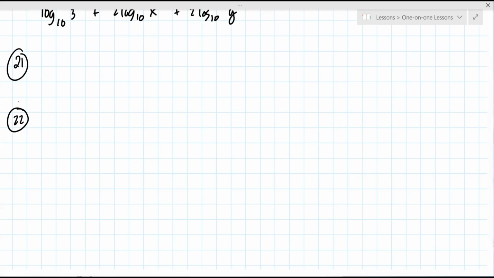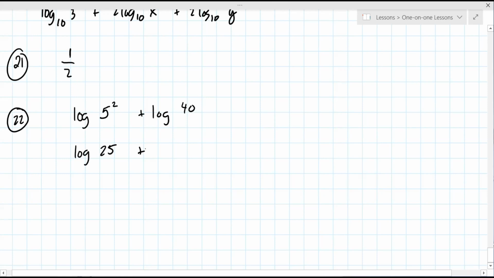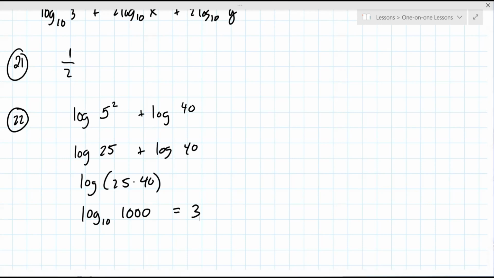Okay, I got 0.5 for 21. Okay, I agree. 22, if you put it in your calculator, you won't get a nice number because it's log of 5 squared when you move that 2 out in front plus log of 40. Okay, so this becomes log, actually I take that back. It's log 25 plus log 40. When you multiply these together, you get 25 times 40, which is 1,000. Log base 10 of 1,000 ends up being 3. So you actually could do that in your calculator pretty easily, if you wanted to. That's totally up to you.